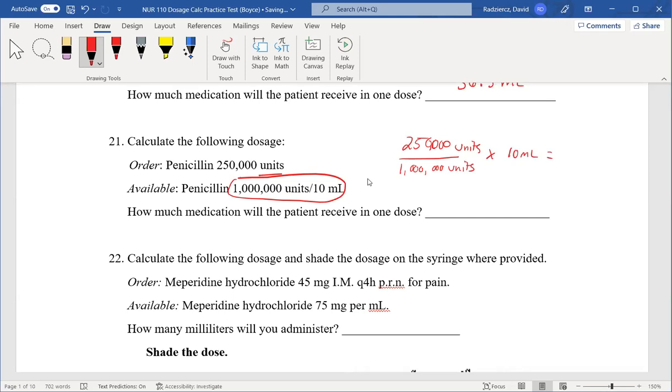Now, I'm going to follow the same rule I mentioned before. So 250,000 units has 4 zeros. 1 million has 6 zeros. So I'm going to take away 4 here, and I'm going to take away 4 here. 25 over 100 is much more manageable. So I'm going to take 25 times 10 divided by 100. And I'm going to get an answer of 2.5 milliliters.